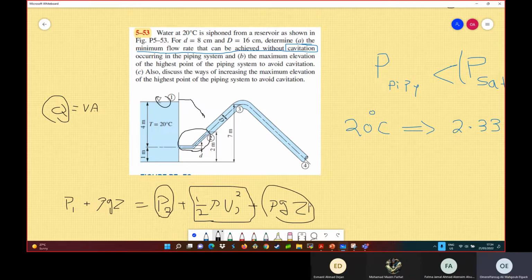Whenever I increase the elevation of the point, the pressure will decrease. So that's why I draw the pressure profile this way. Here it is the same elevation, so the pressure will not change. Then here, as I'm going up inclined, I'm adding Z. The Z of the point will increase, and therefore the pressure will decrease. So that's why I dropped this line this way. Okay.